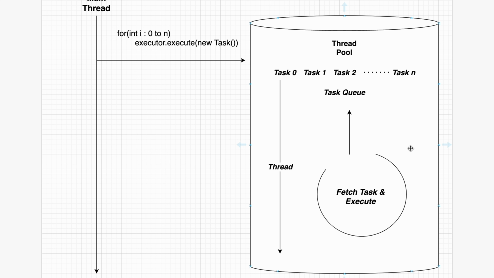By using this kind of thread pool, we can ensure that the task 0 is always run before task 1 and task 1 is always run before task 2. Since we have just one thread here, it's guaranteed that the tasks would be run sequentially.